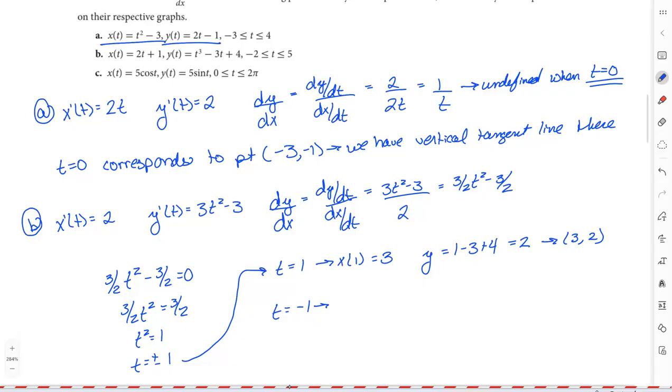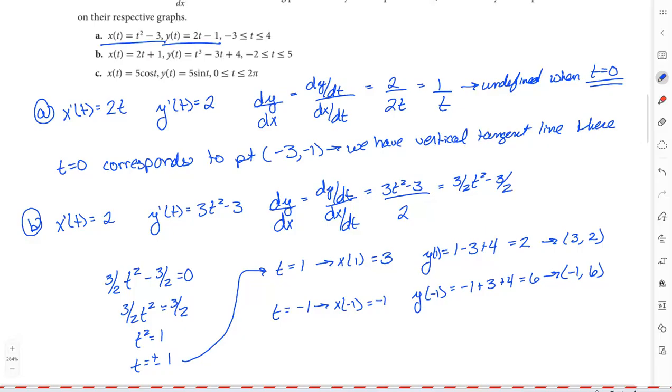And then when I plug in -1, x of -1 would be -2 plus 1, which is -1. And y of -1, so that's going to be -1 cubed, which is -1. -3 times -1 is now a +3, and then we're going to have +4, which is going to be 6. So we're looking at the point -1 and 6.